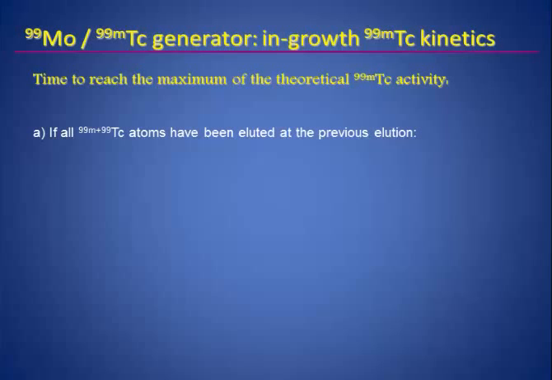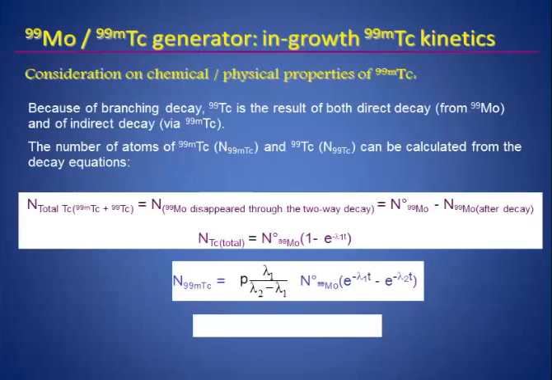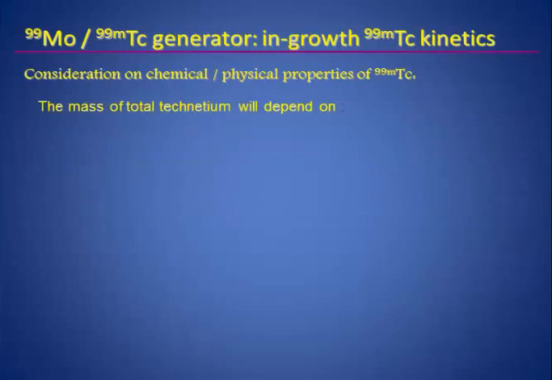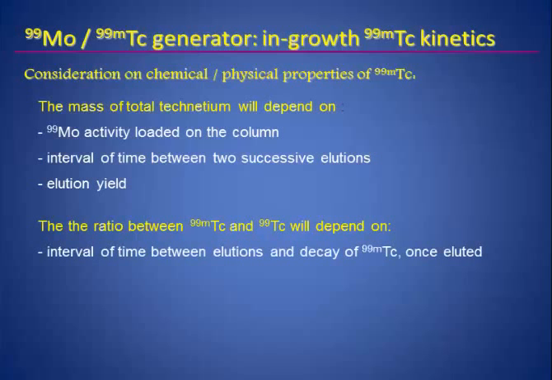A technetium generator usually comes and we always just throw away the first elution. Why is that? This is how to calculate it, but for maximum activity, it is 22 hours. What I wanted to say is about technetium-99. The mass of total technetium will depend on, of course, the moly, the time between successive elutions, and the yield. The ratio between technetium-99m and technetium-99 will depend on the time between elutions and decay.